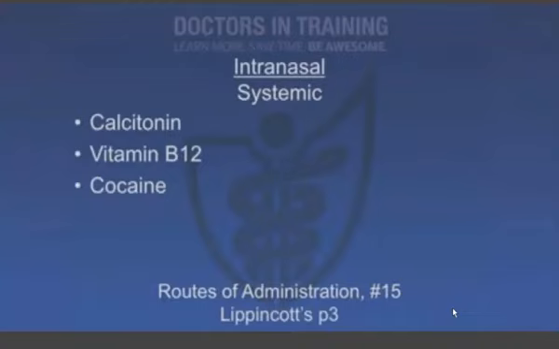You can also give some drugs intranasally intending to have a systemic absorption. So there's a lot of vascular supply in the nasal mucosa, and if you give a drug that is absorbed in that vasculature, such as calcitonin for osteoporosis, vitamin B12 as an intranasal nose spray that you give once a week. You also obviously can think of cocaine as a drug that's often used intranasally.